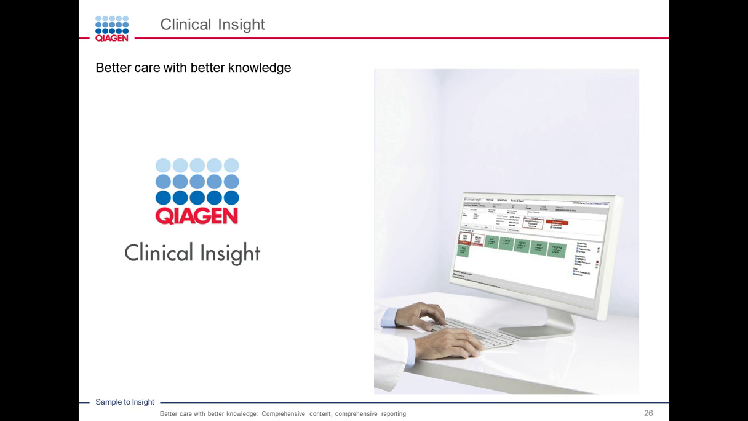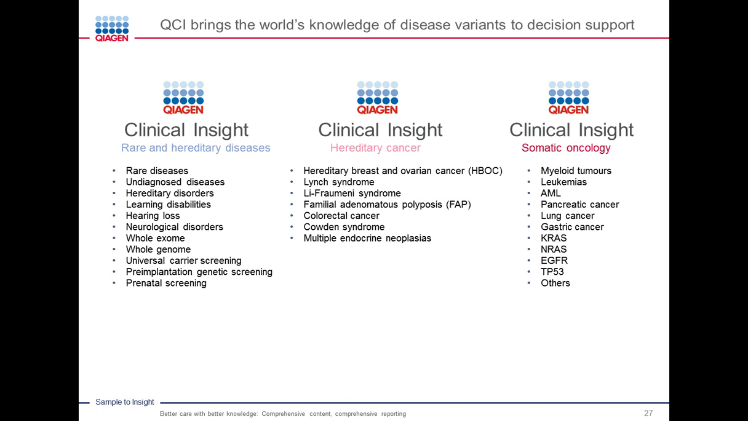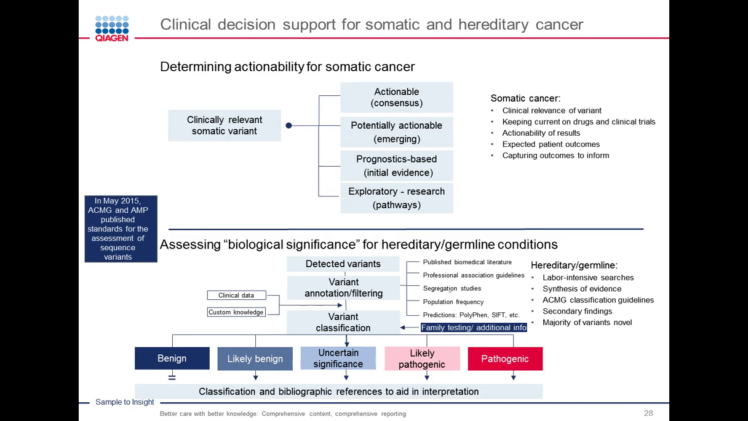Next, I want to talk about our clinical decision support platform called QIAGEN Clinical Insights. It's a tool that's used with at least several use cases: rare and hereditary diseases, hereditary cancers, and somatic oncology. The unique thing about QIAGEN Clinical Insights is that it incorporates not just the ACMG classification scheme, but also the AMP-ASCO-CAP guidelines for tiering for somatic cancers. And it uses a computed classification and tiering scheme in order to automate the classification and tiering of hereditary and somatic cancer cases.